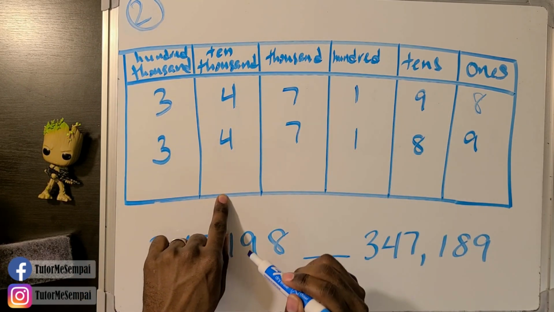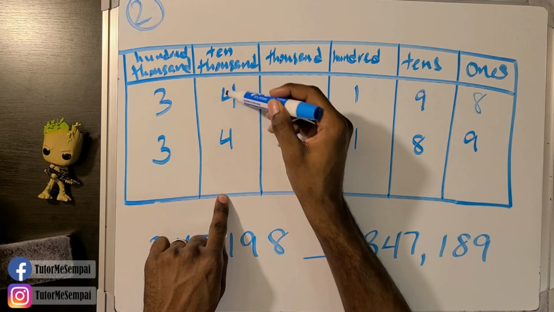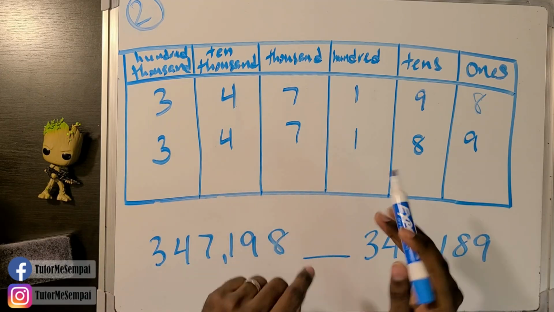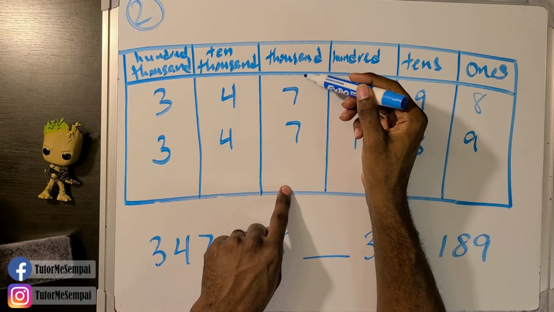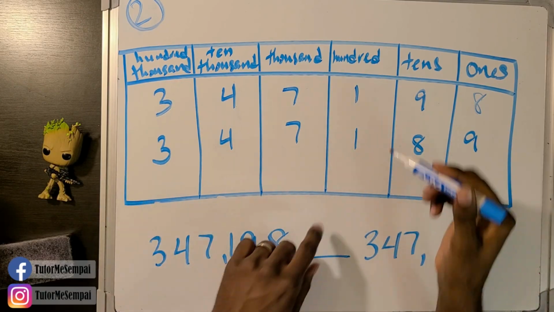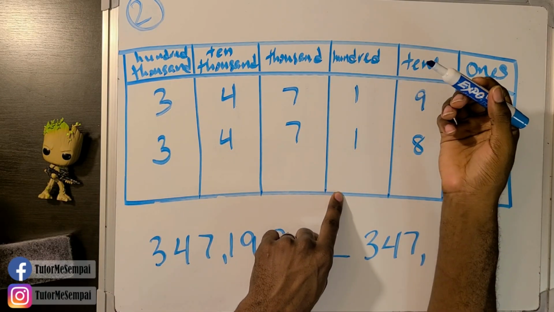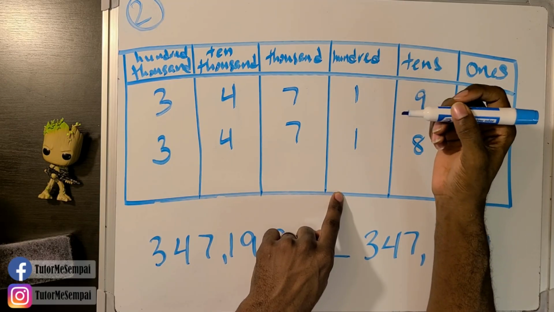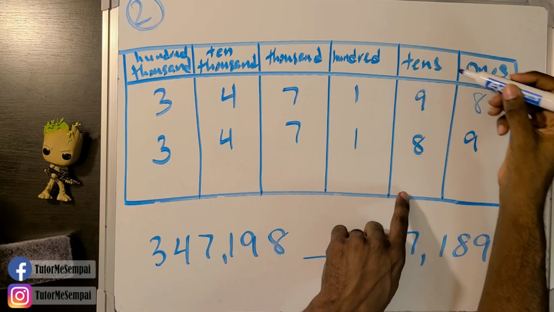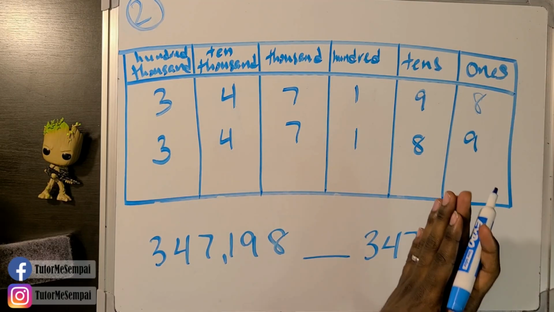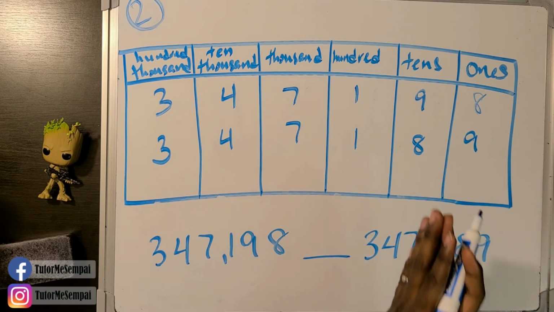How about 10,000? Well, they both seem to have 4 10,000s. Let's not stop there. Let's keep going. How about thousands? They both have 7 thousands. Once again, let's keep going. Hundreds. They both have 1 hundred. You still can't tell them apart at this point in time. Let's keep going. Tens. Are they both the same? No. Now we'll be able to tell which one is indeed bigger.